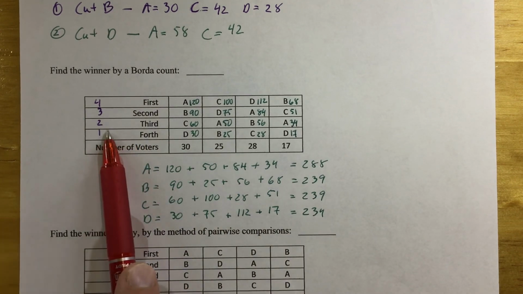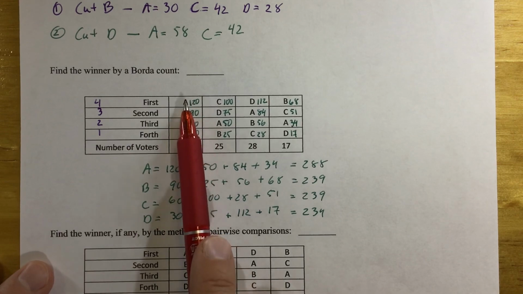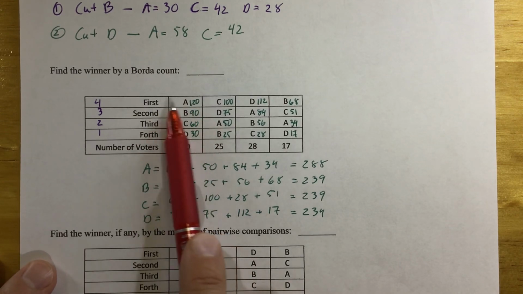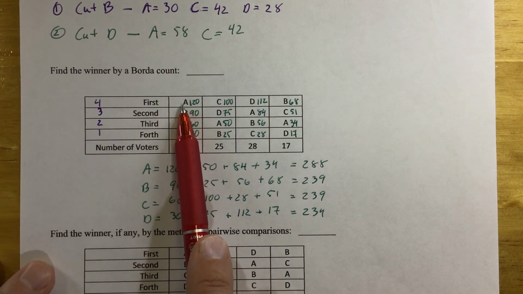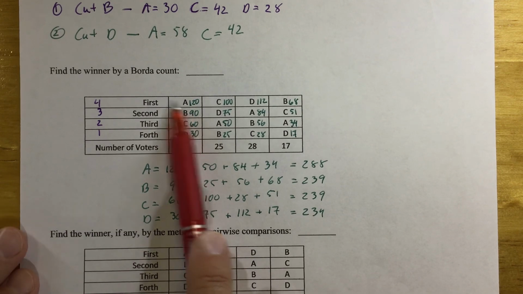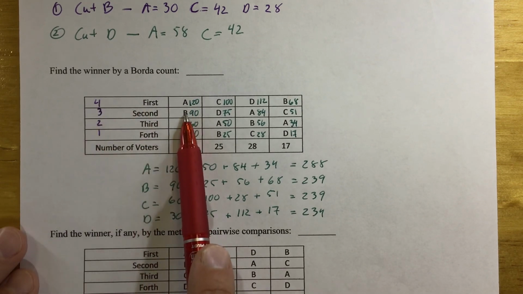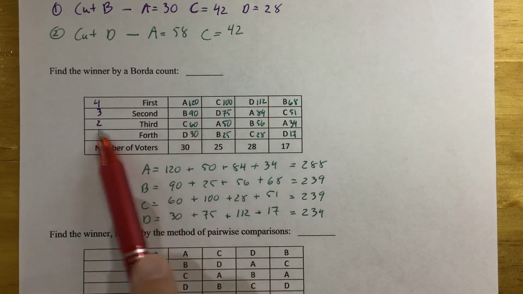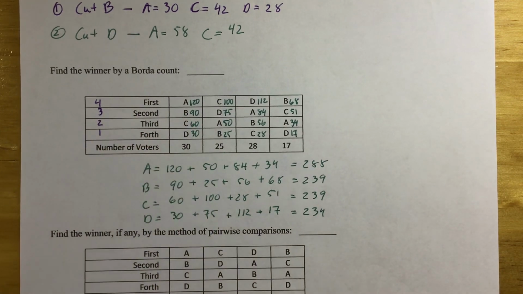Now, how do these work? Whenever a candidate is a first place choice, they get 4 points for that. Whenever a candidate is a second place choice, they get 3 points, and so on down the line. So whoever you vote for as first will get 4 points from you. Who you choose as second will get 3 points from you, and then down the line, of course.